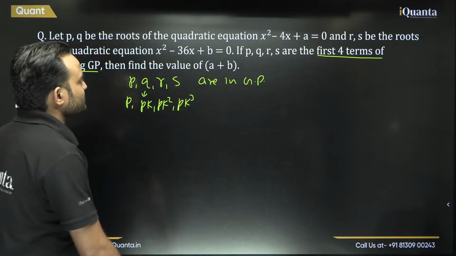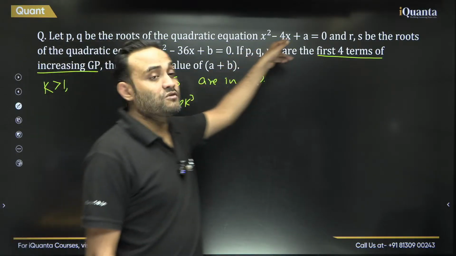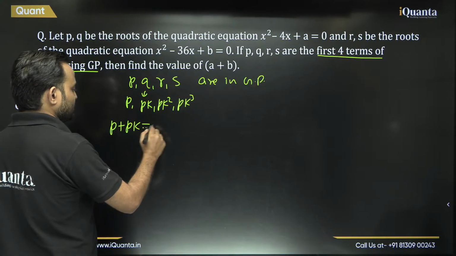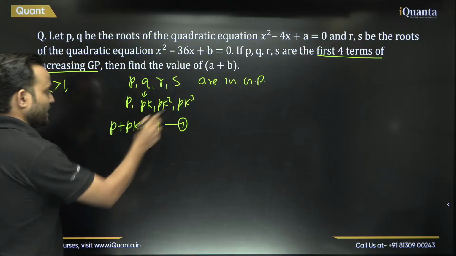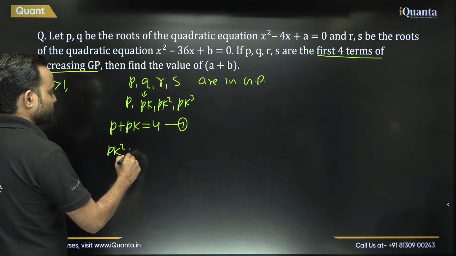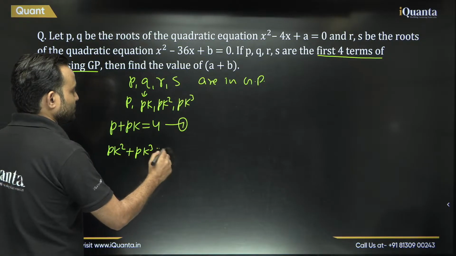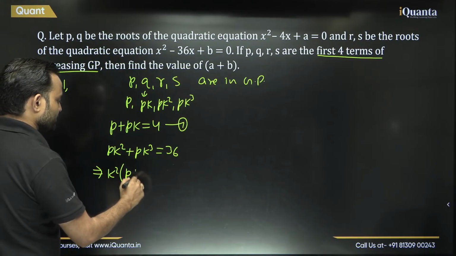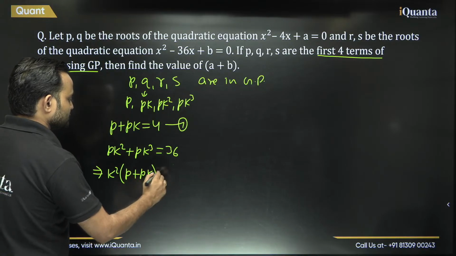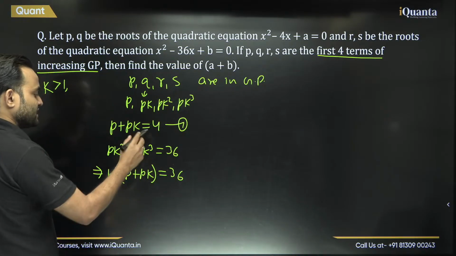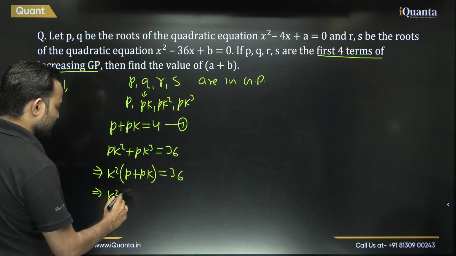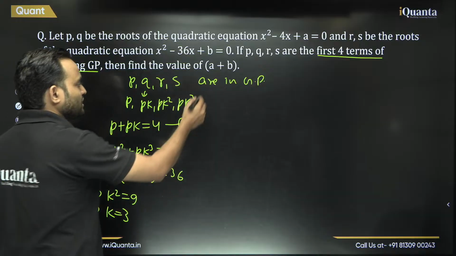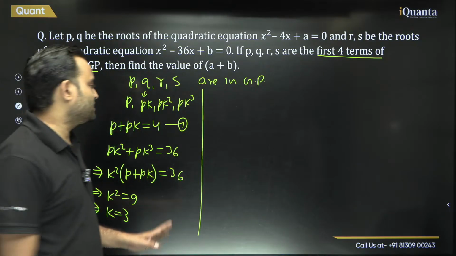From there, because only the sum of the roots information is given, we can say P plus PK is equal to 4, and PK square plus PK cube is equal to 36. From there we can take K square common, we get K square times P plus PK equal to 36. P plus PK is 4, so we can say K square is equal to 9. Now remember, K must be greater than 1, so K can take only the value 3.